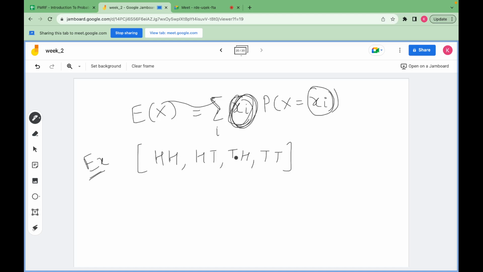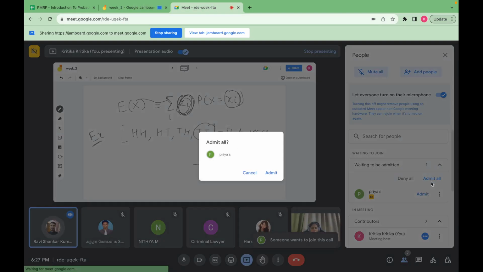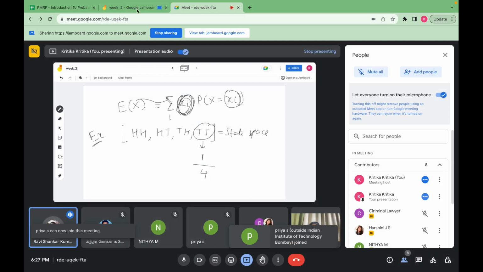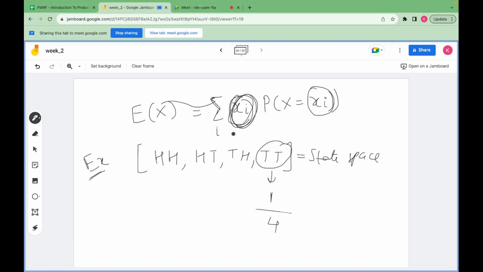So there are 4 elements in our state space. Okay, this is your state space. What is the probability that you will get this one? It is the number of times it appears in your state space, which is 1, upon the total number of elements in the state space, which is 4. Right.